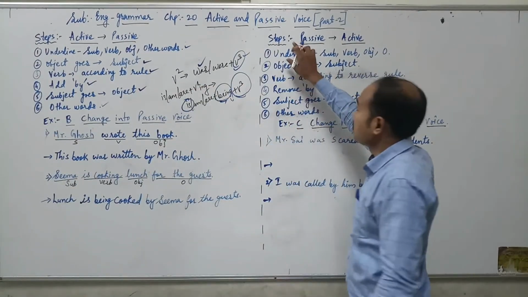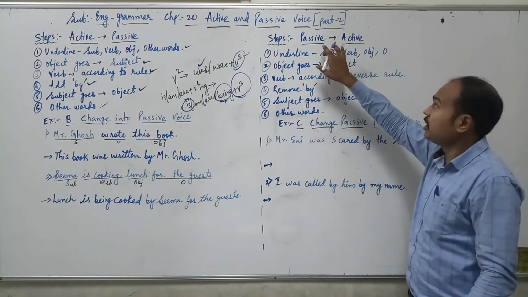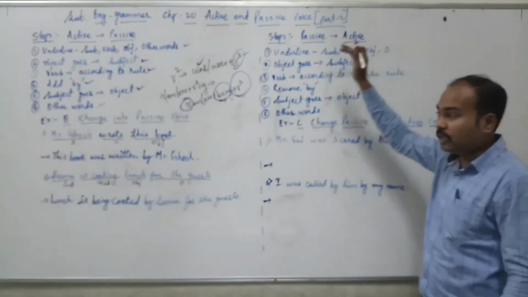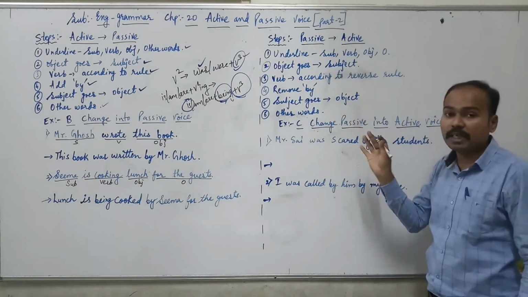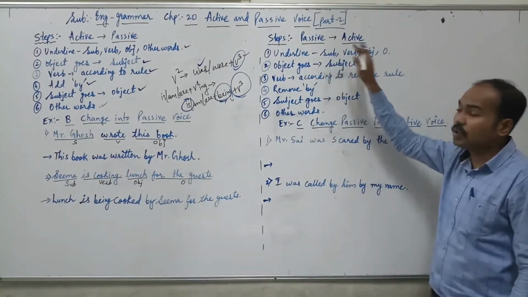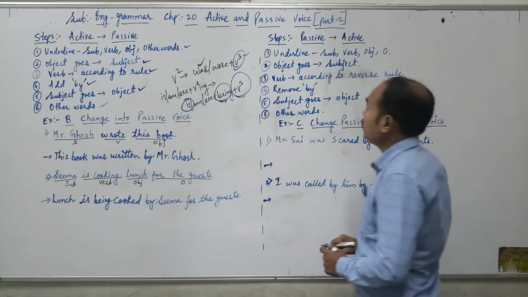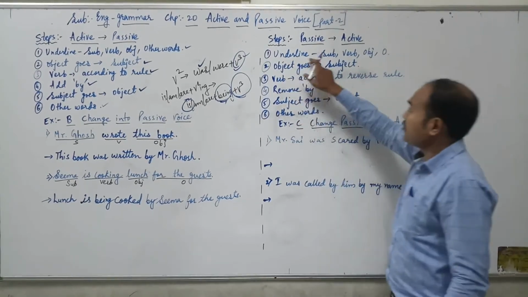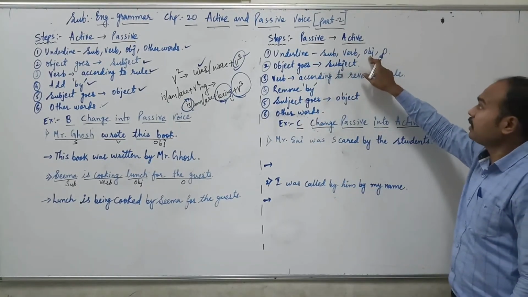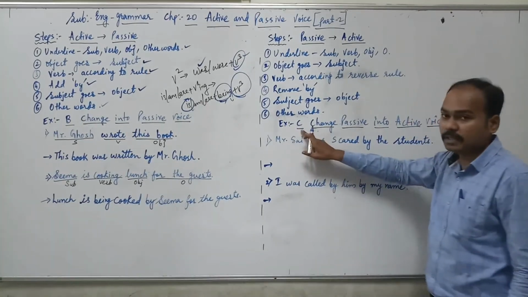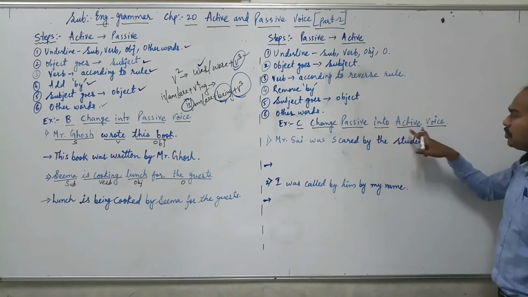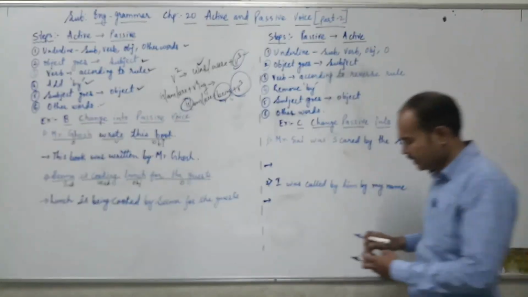Before that, we will see the steps how to change the passive into active. Okay. Just now we have studied active to passive. Now we will be reversing it: passive to active. So steps is: underline the subject, verb, object and other words in the question. So I have selected exercise number C. Change passive into active voice. So we will change it.